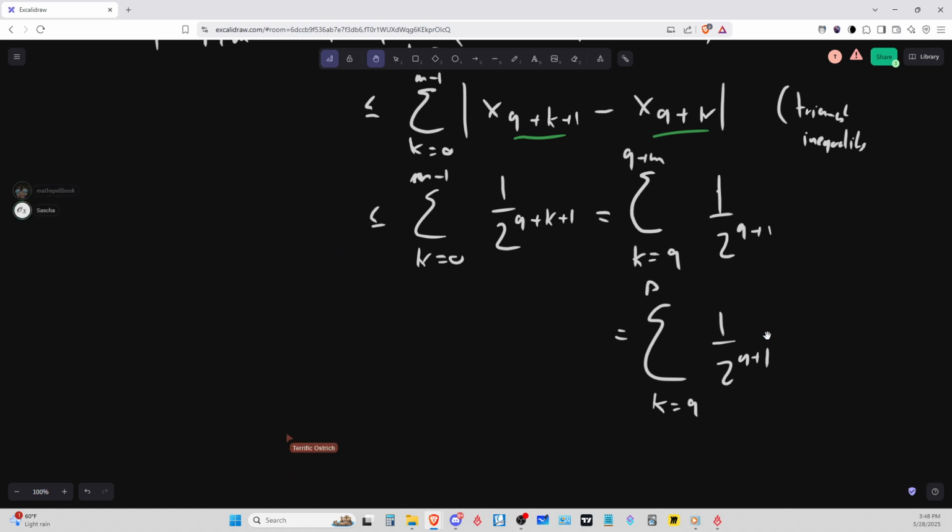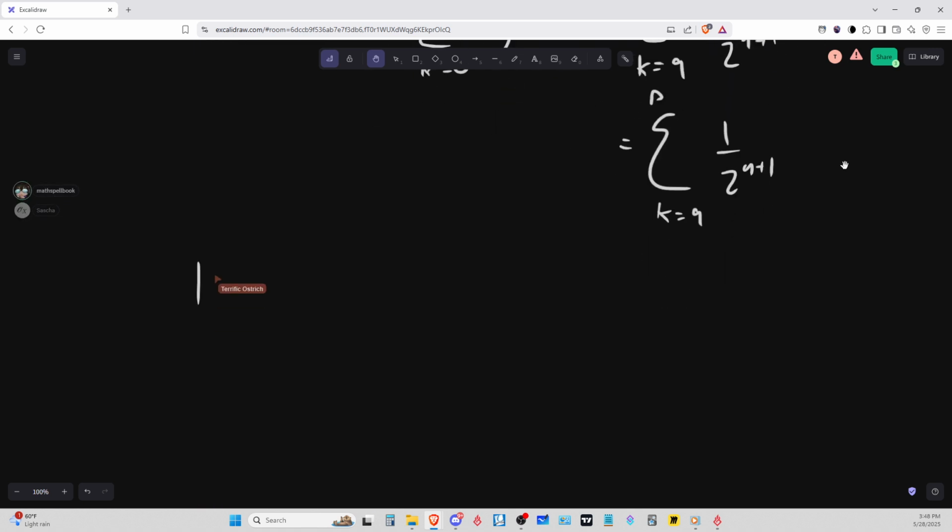Okay, so maybe now we have sort of a mess. So we'll just restate what we have now. We have shown that xp minus xq is bounded by the sum from k equal to q to p of 1 over 2k plus 1.